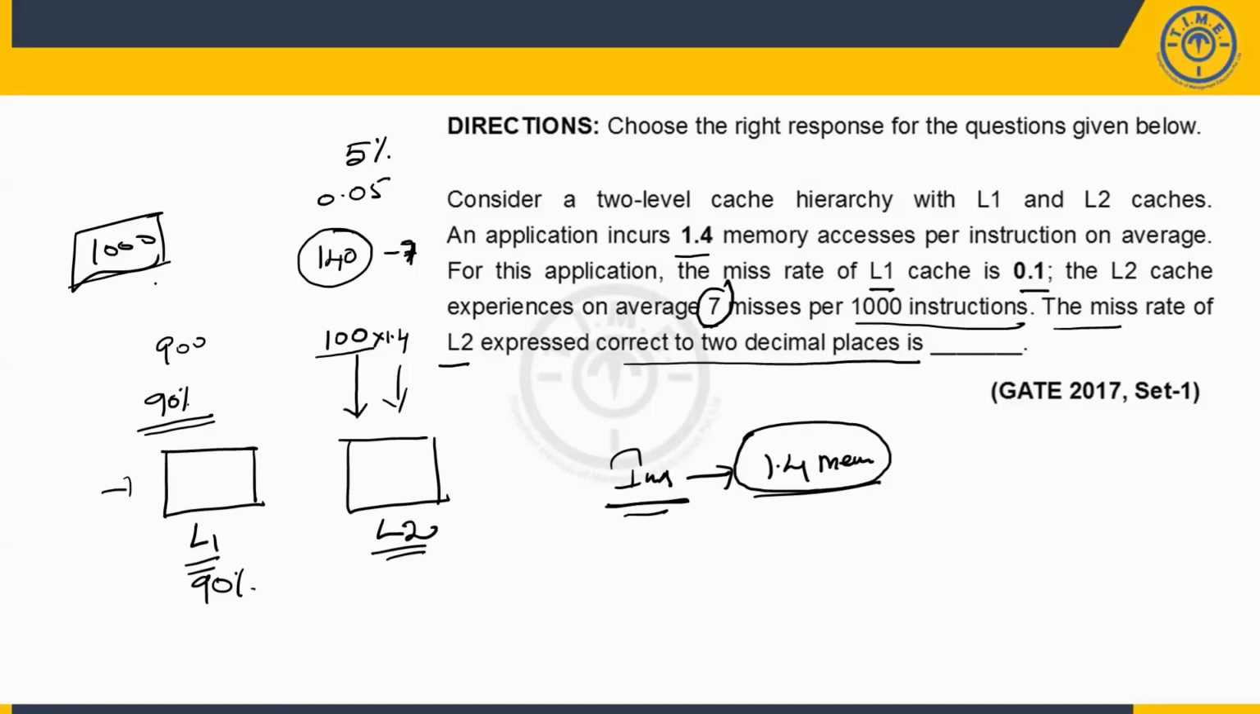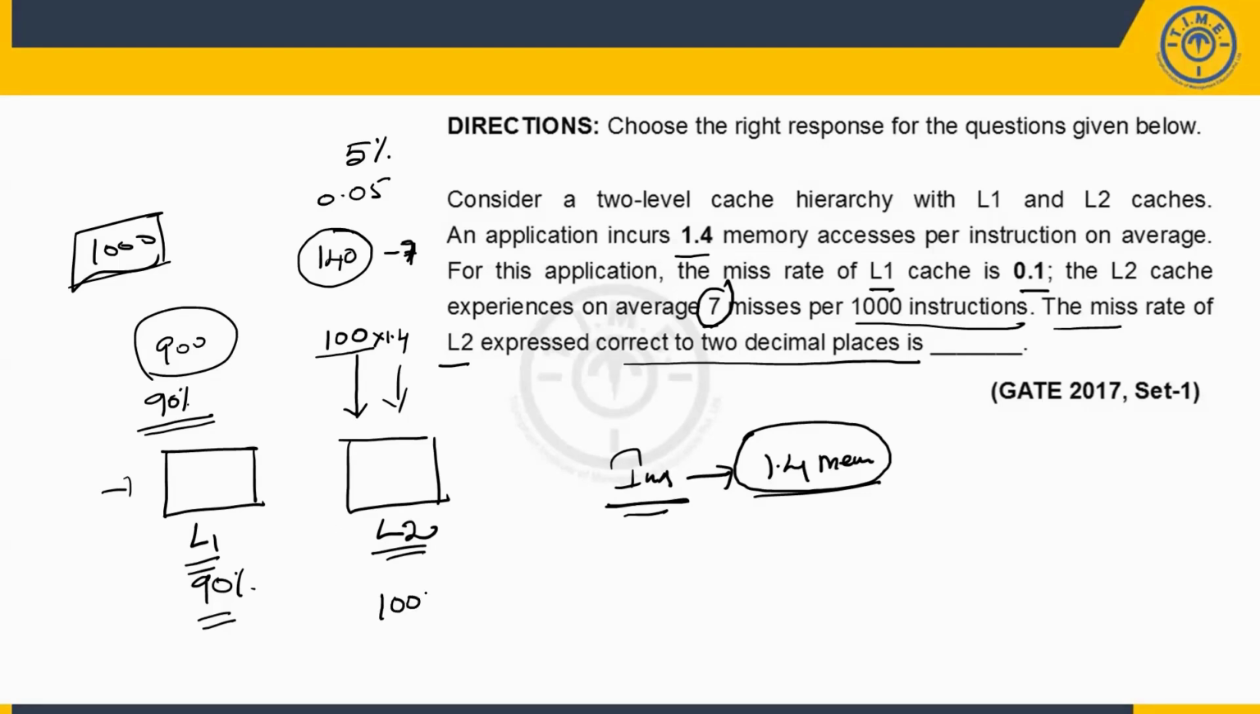There are 1,000 instructions to be accessed. When you're accessing 1,000 instructions, you need to go to L1 followed by L2. L1 hit rate is 90%. That means out of the 1,000 instructions, 900 instructions will just be found in the L1 cache itself. Only for the remaining 100 instructions, we are going to L2.